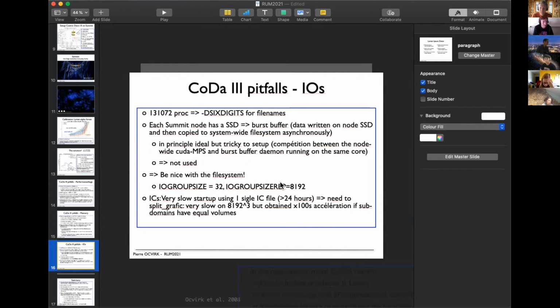And then the next parameter means that you're not putting all your files in the same output directory, but that you have subdirectories, like output 1_1, output 1_2, etc., so that you don't have too many files in the output directory. So each subdirectory of output will have 8,000 processors writing in it. Was that clear?